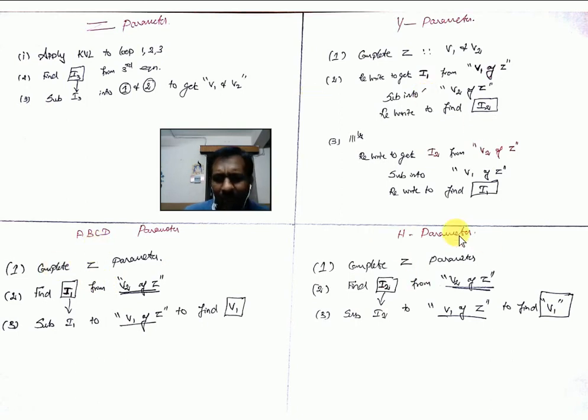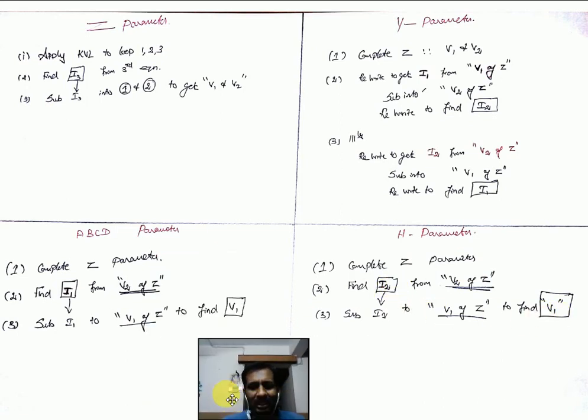When you go through the h parameters, it is similar to the ABCD parameters. The first point is similar. The second point is that instead of I1, you are going to find the I2. Again from the same V2 of Z. Then substitute this I2 into V1 of Z. Same, then you find the V1. So for the ABCD parameters, you found I1 and V1. For the h parameters, V1 and I2 you are going to find. So it's a very simple method.